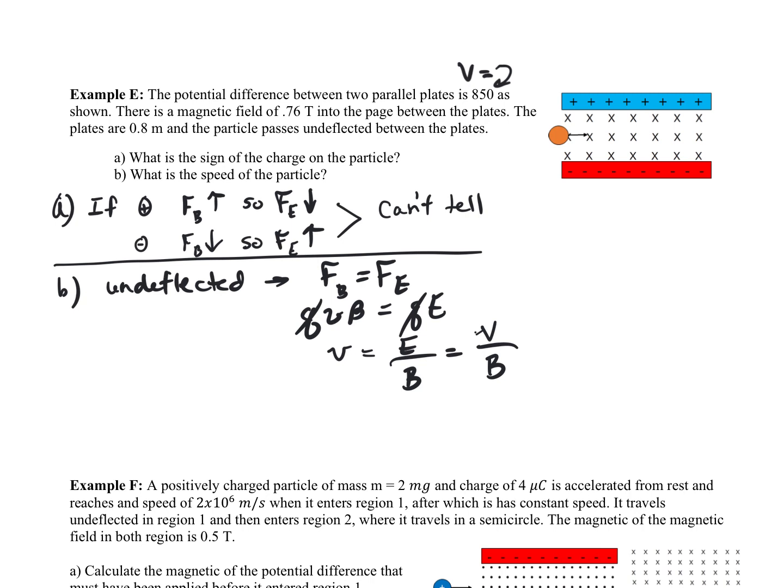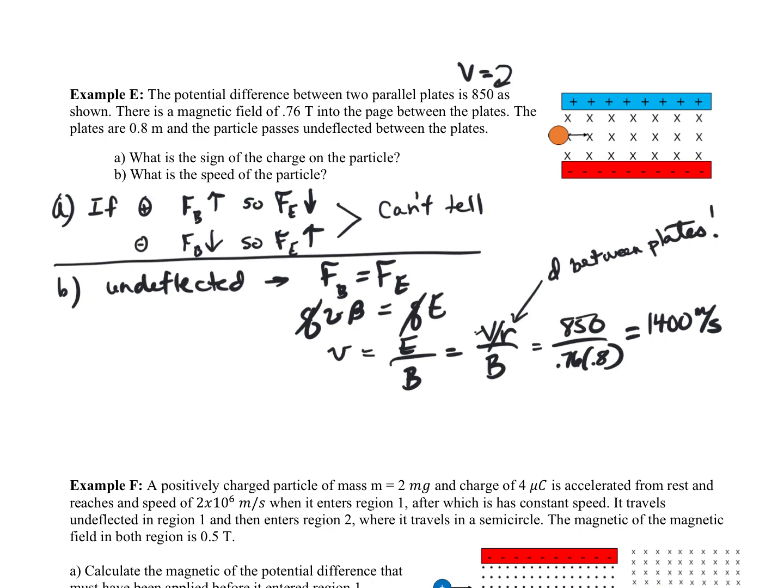That would be 0.8. So 50 over 0.8 times 0.76, times 0.8. That would be about 1,400 meters per second. So notice that R is actually the distance between the plates. So you knew that. Oh, all right. That's good.